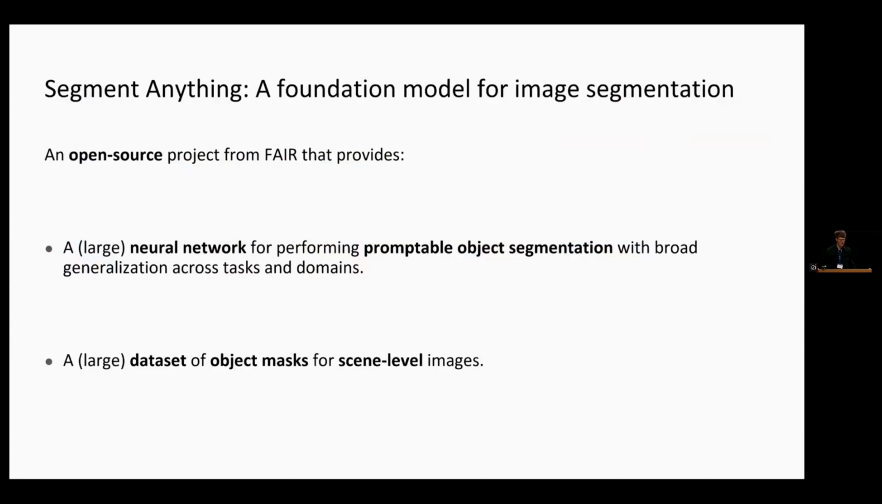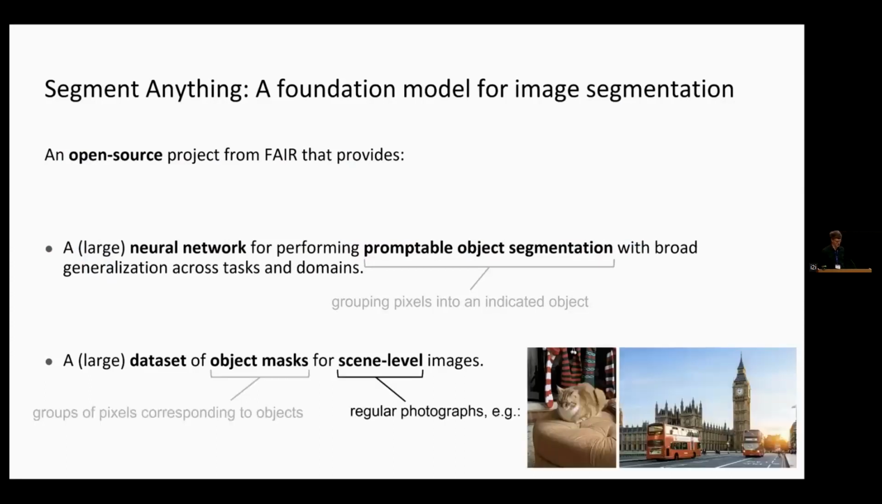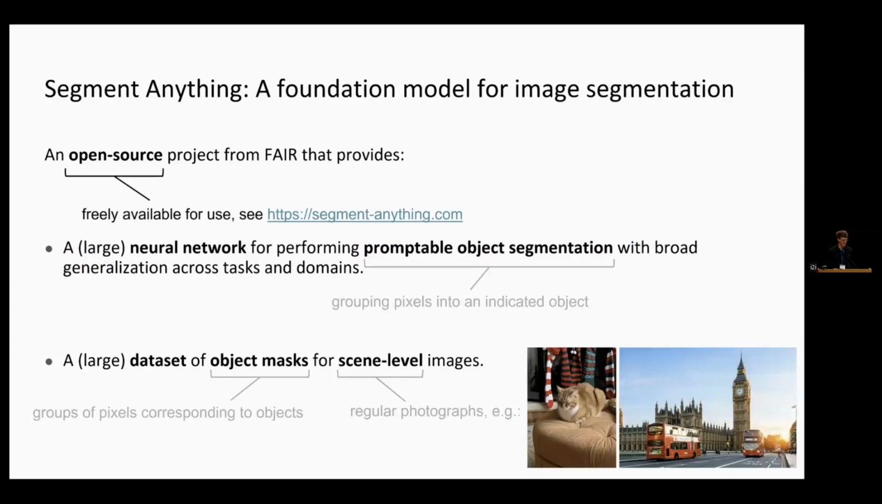The second thing that the project releases is the largest data set, actually 400 times larger than existing data sets, of object masks for scene level images. To break down what a couple of these words mean, promptable object segmentation basically means I have an image, I indicate an object, and I want to figure out which pixels in that image are associated with the object that I indicated. Object masks are basically just the data for that. If I have a bunch of objects in an image, which pixels are associated with each object? And by scene level images, I mean regular photographs, such as pictures of the city, pictures of the cat, and so on and so forth.